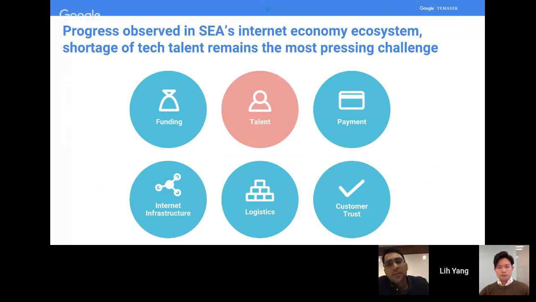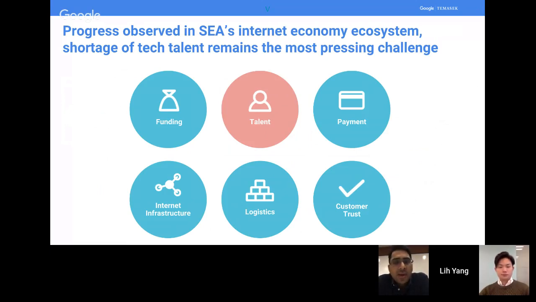So apart from funding, we can see there are some other factors, and talent is something that stands out because that is, I think, the area which needs the most amount of work or concerted effort from governments, from the players who are part of this economy landscape, from different other partners, training programs, and so on. So that's one thing I'll touch upon.